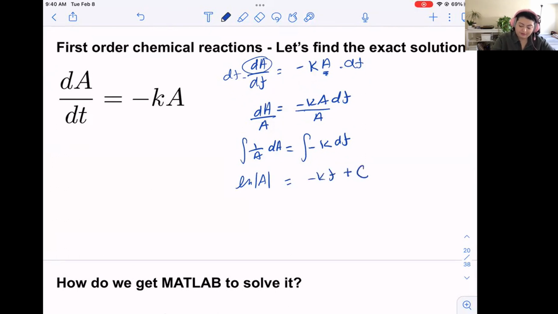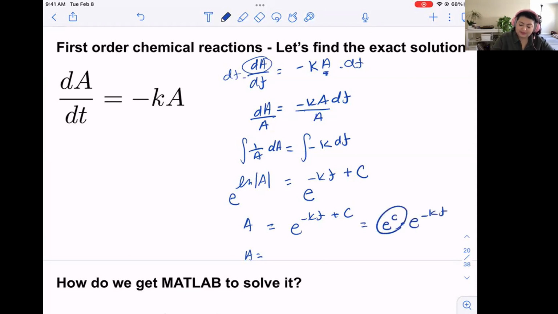Okay, but we need to know just a, not the natural log of a. We need to know just a. So we'll have to get rid of the natural log by raising both sides to the e. And now we get a is equal to e to the negative kt plus some constant c. And rules of exponents say that we can split the exponent such that we have e to the c times e to the negative kt.